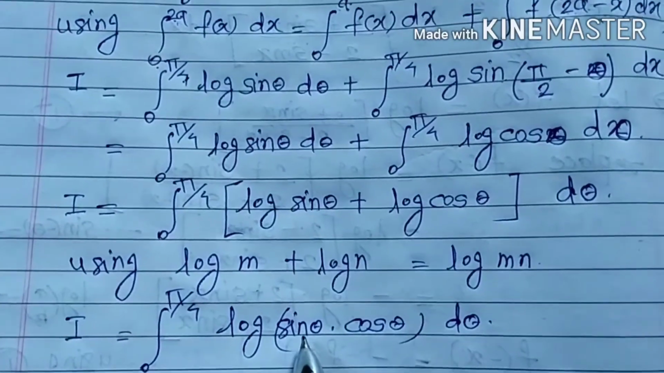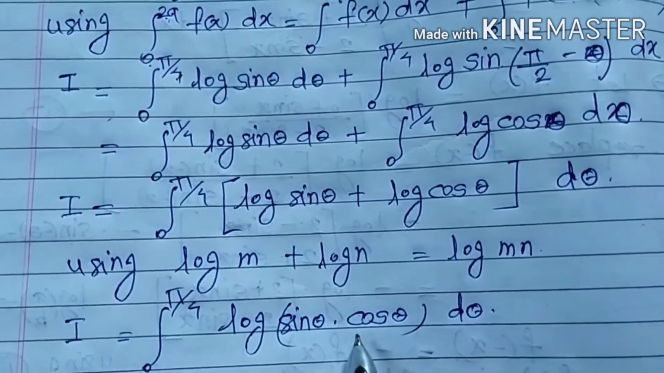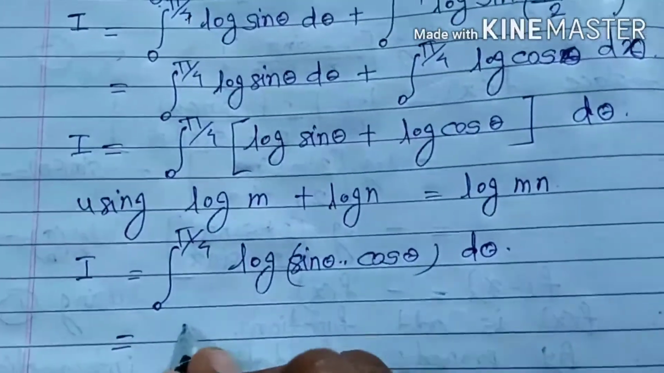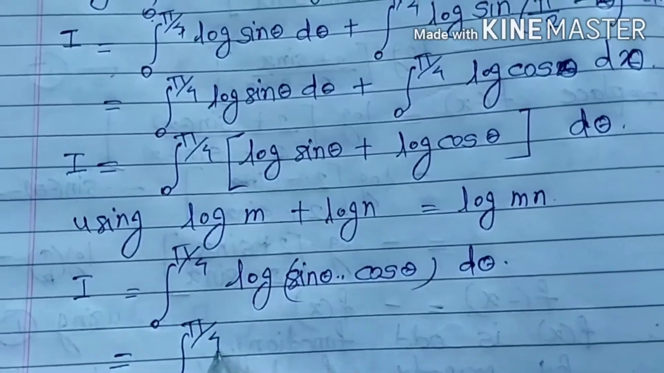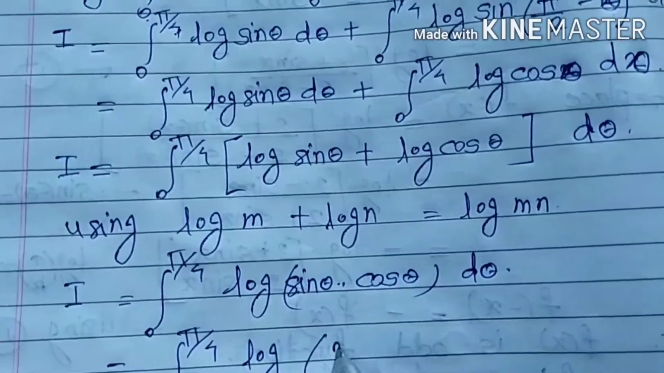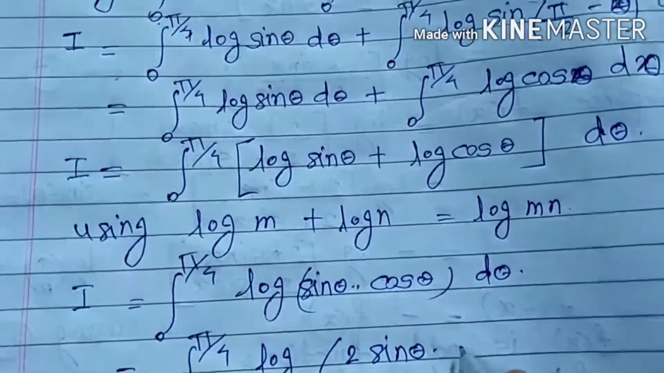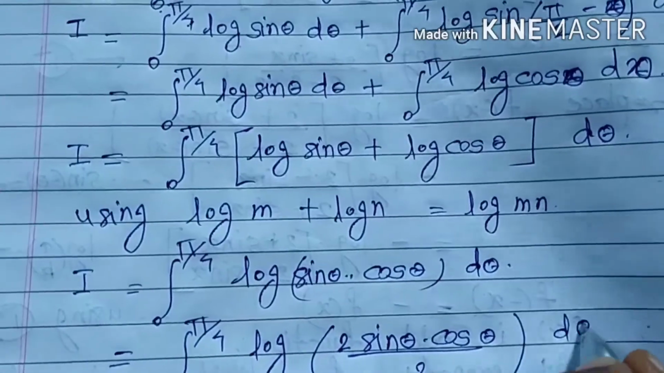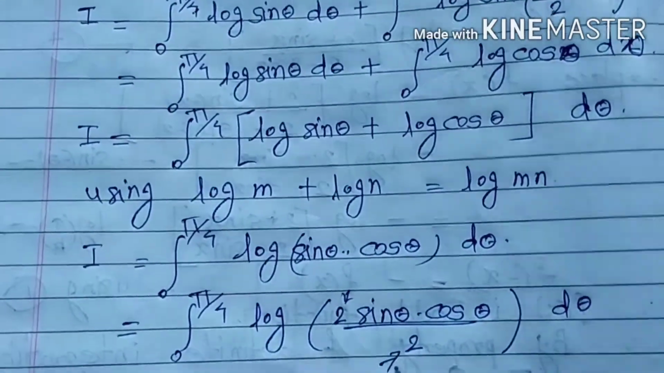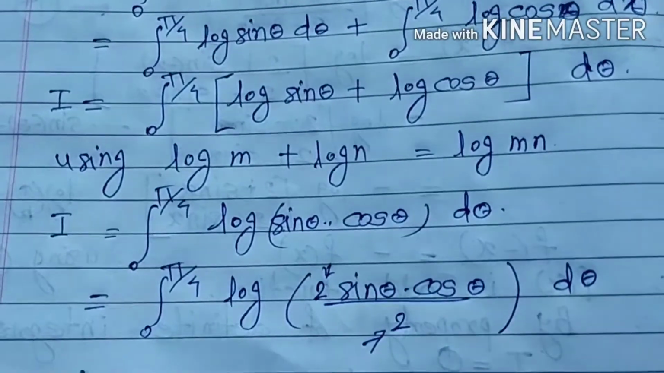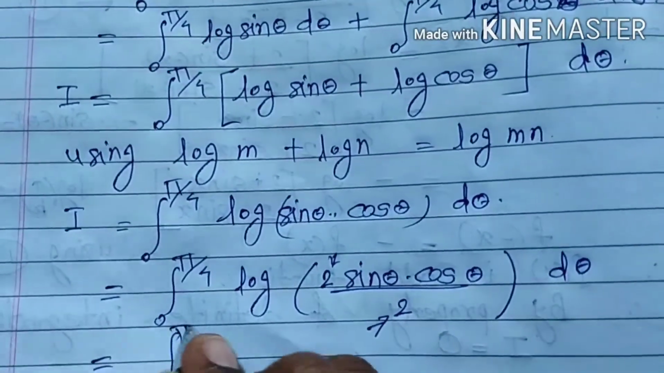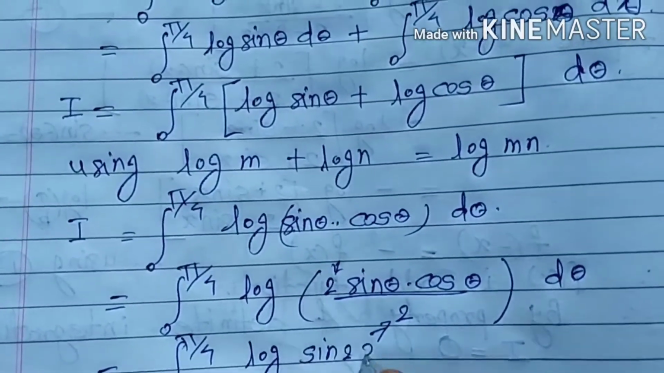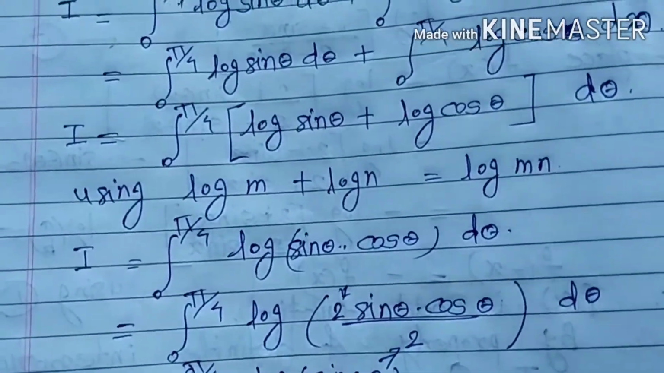Now this is a double angle: 2 sin theta into cos theta is sin 2 theta. But for that, there is a missing 2, so we can adjust it here. We multiply by 2 and divide by 2. Now it is sin 2 theta, so integral from 0 to pi by 4 of log of sin 2 theta upon 2 d theta.